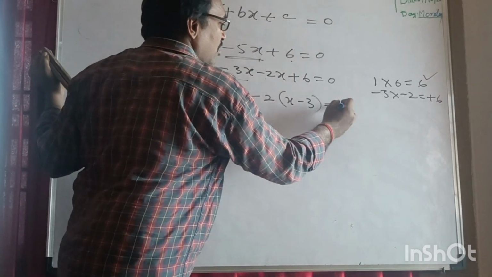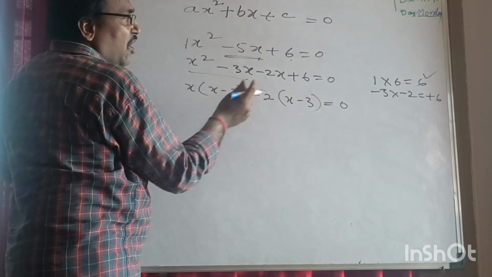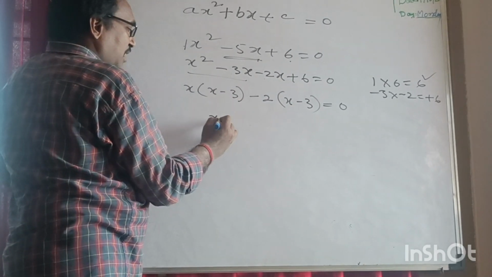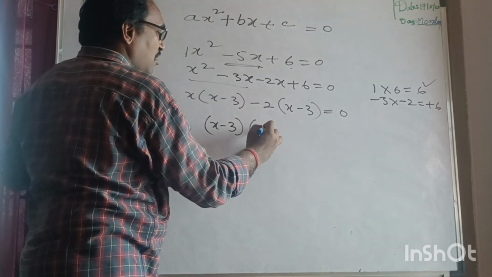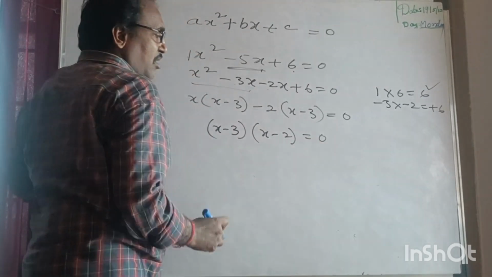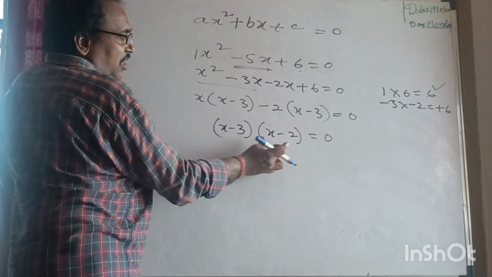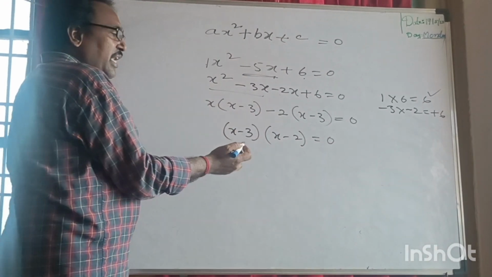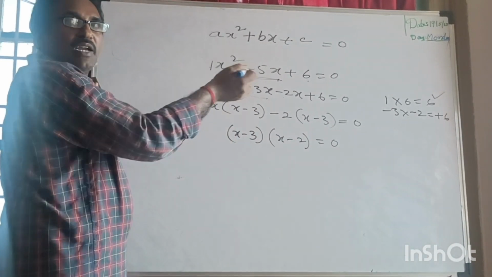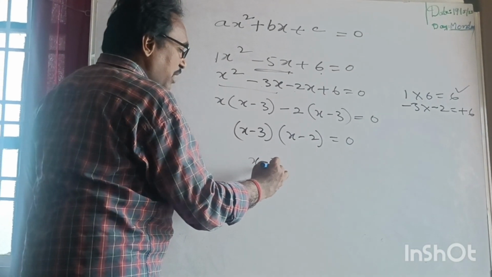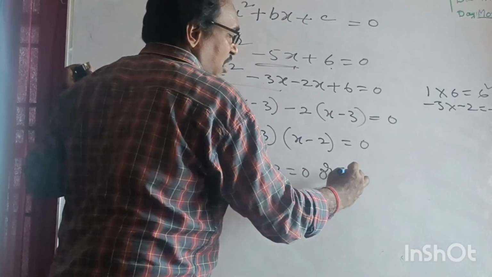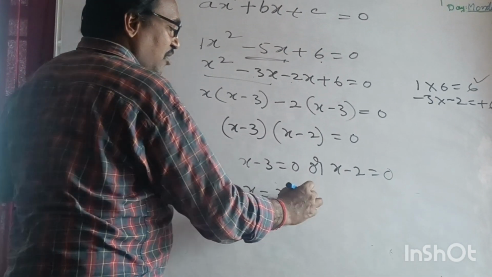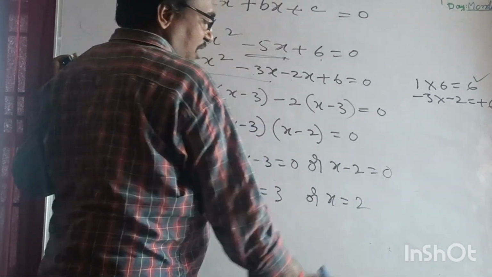Now if you follow these conditions, you will get the same expression in the brackets. So take the common term x minus 3 out: x minus 3 times x minus 2 is equal to 0. Now you have to understand, the product of two expressions is equal to 0. That means when the product is 0, any one of them is 0 or both are zero. Therefore x minus 3 is equal to 0 or x minus 2 is equal to 0. That implies x is equal to 3 or x is equal to 2. Like this we will get the solution.